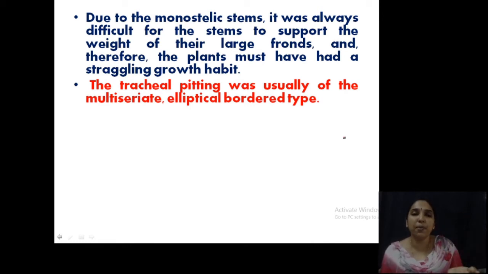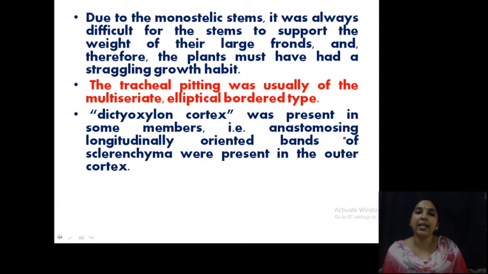In the Pteridospermales characters, I have shown you the pits. Here, the tracheids have pits. They are multiseriate and bordered type. Another peculiar feature is the dictyostelic cortex. Two xylem groups were present in some members, and that is also an important point, along with the sclerenchyma patches.